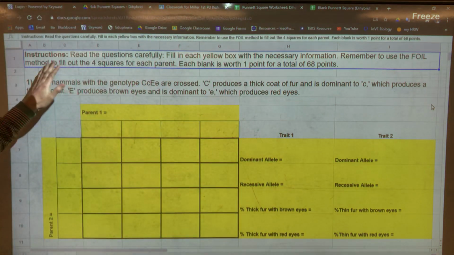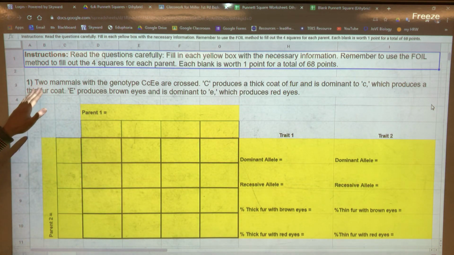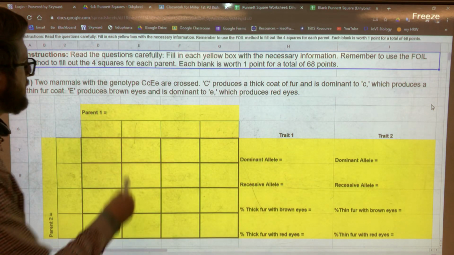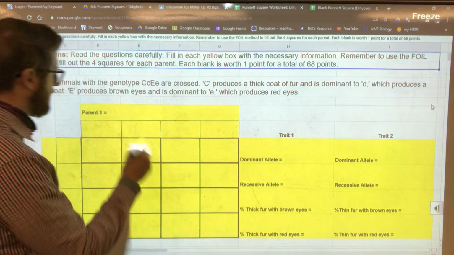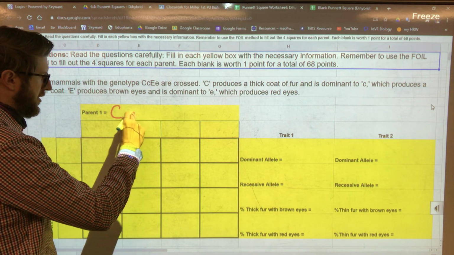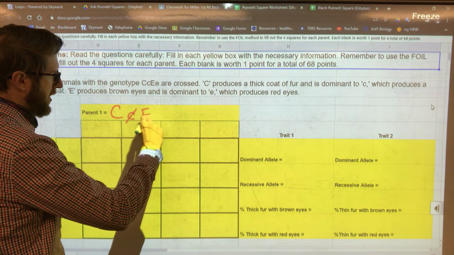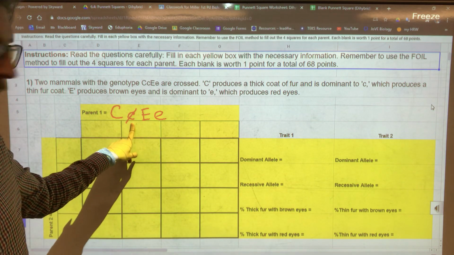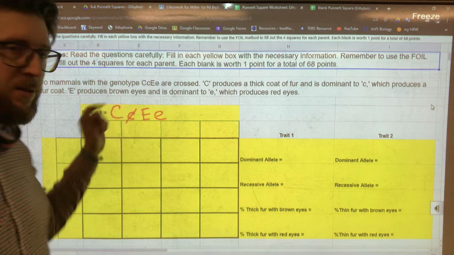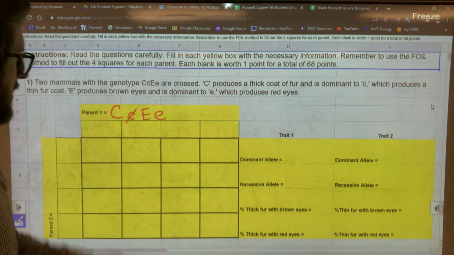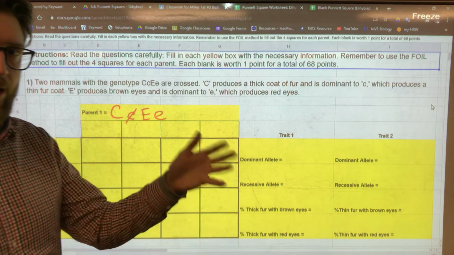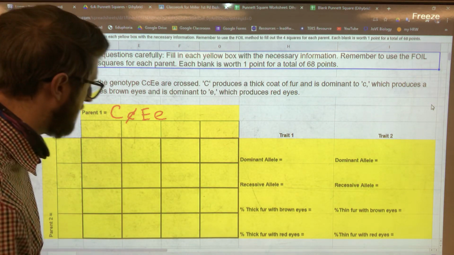Okay, so let's start off by reading the question here. The question says that two mammals with the genotype big C, little c, big E, little e are crossed. So we already know that the two parents are going to be big C, little c, big E, little e. Now, in case you wonder why I put a line through this c here, it's because a big C and a little c, when you handwrite them, look very similar. So I put a line through it to indicate that it is a small c and not a big C, to avoid confusion, okay?